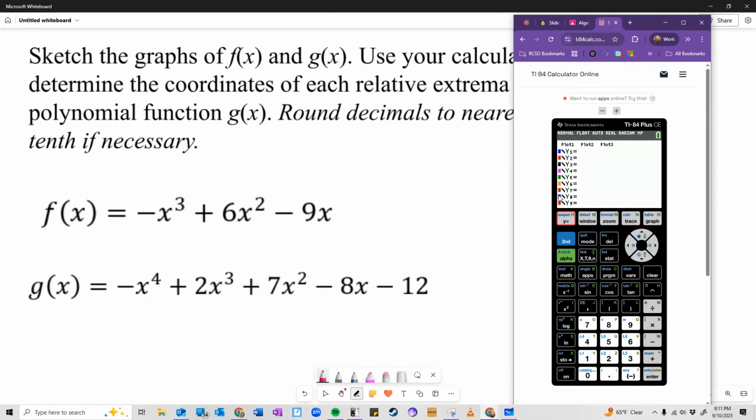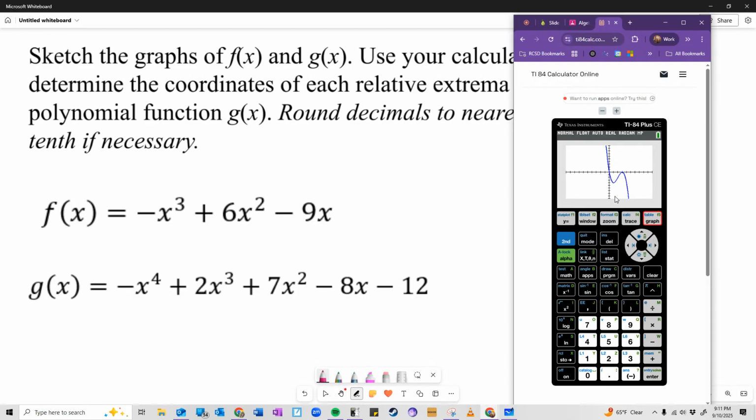And if I go to y equals and type in my function, I notice it starts with a negative. Just make sure you're hitting the negative and not the minus. Negative x to the third power plus 6x squared minus 9x. And I'm just going to hit graph to see how it looks. And that's a pretty good graph.